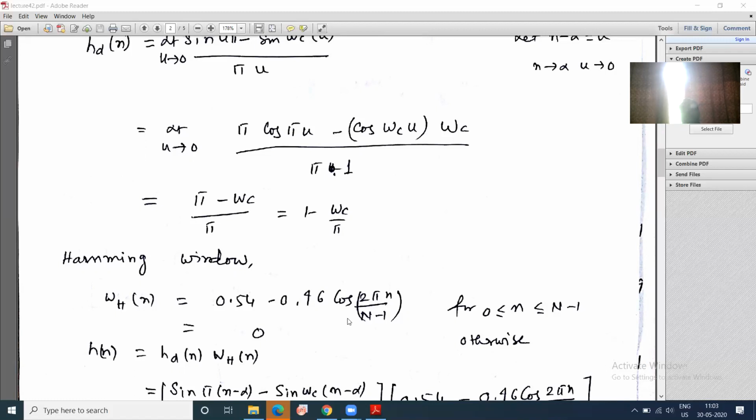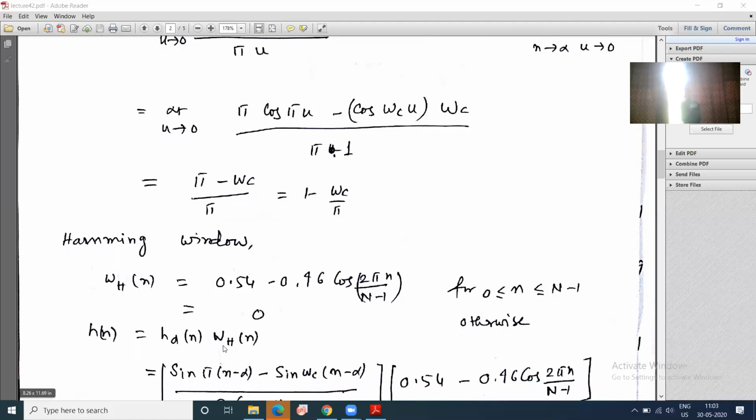In your syllabus, I think 2-3 windows are there. I will discuss all 2-3 windows. That only you have to study, right? This window function is used instead of the rectangular one. Okay, so if you want to make it finite, since this is an infinite impulse response, hd of n, then you have to make it finite. Then h of n equals hd of n into w of n.